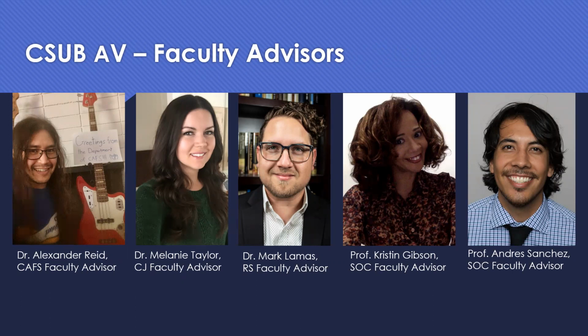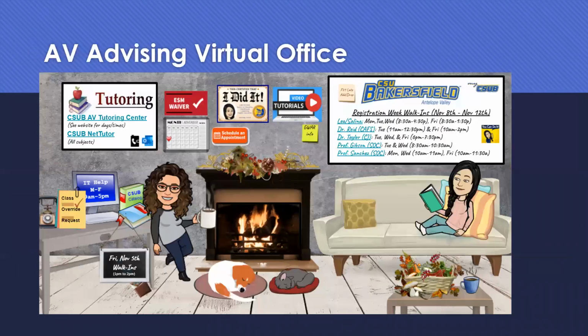These are your faculty advisors. If you are a child, adolescent, or family studies major, we call it CAVS, your faculty advisor is Dr. Reed. If you are a criminal justice major, your faculty advisor is Dr. Taylor. If you're a religious studies major, your advisor is Dr. Lamas. And if you're a sociology major, you may have either Professor Gibson or Professor Sanchez assigned as your faculty advisor. Sociology is our biggest undergraduate major, which is why we have two faculty advisors for you guys.